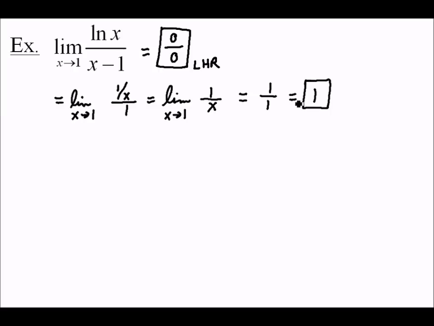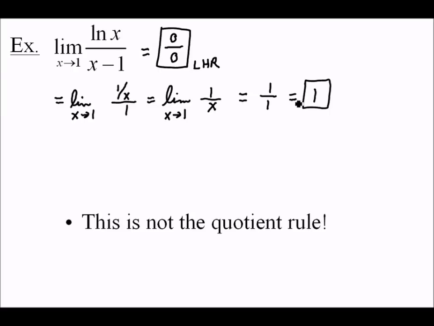Now, two really important things to remember. Number one, and this is the most important thing I can tell you here, this is not the quotient rule. Not at all. This is not the quotient rule. We're not taking the limit of the entire fraction. We're not taking the limit of ln x over x minus 1. We are treating the top and bottom as different functions. We're treating the top as one function, natural log of x, treating the bottom as a different function, x minus 1. So derivative of the top is 1 over x, derivative of the bottom is 1.